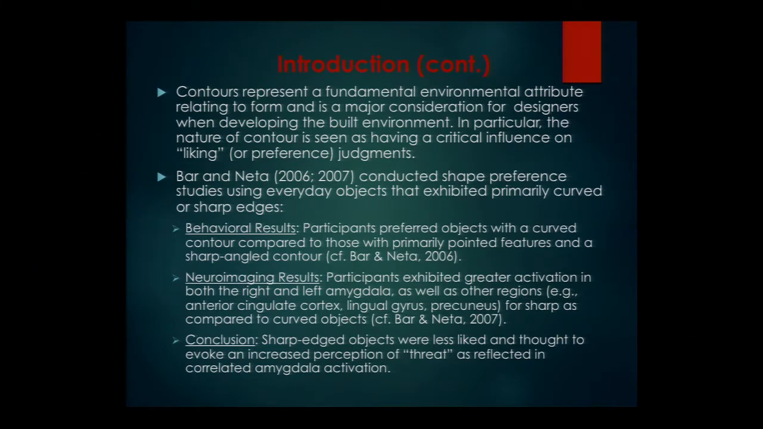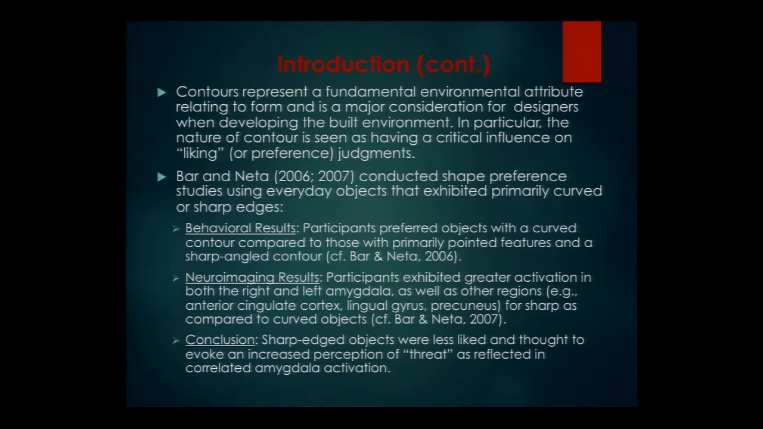Now, Barr and Nanda, as we saw in Hannah's presentation, actually did a study in which they looked at shape preference of everyday objects that were constructed primarily of either angular or curved contours. And as was reported in the Barr and Nanda work in 2006, participants prefer objects with a curved contour relative to those that are primarily angular or have pointed features to them. That was a paper that was published in Psychological Science, I believe in 2006.